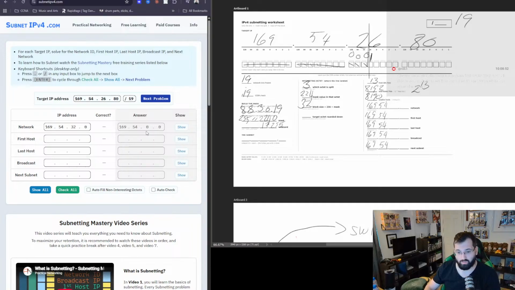Always remember the magic numbers 128, 64, 32, 16, 8, 4, 2, 1. In this case, the first network is from 0 to 31 and 32 to 63 is the second network. Always remember the magic numbers, right? In this case, the first network is from 0 to 31. And 32 to 63 is the second network.